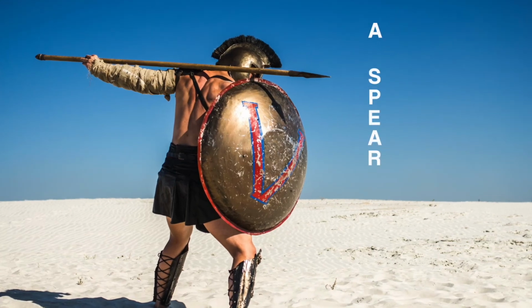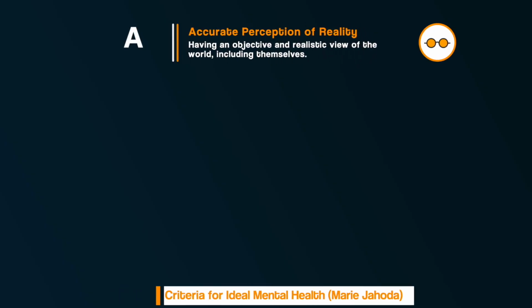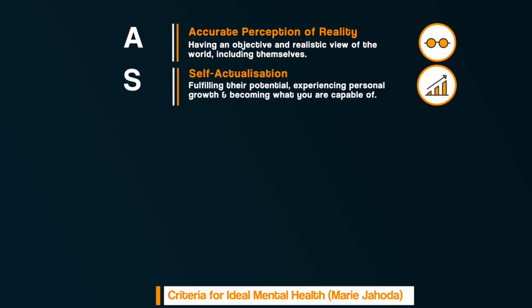Marie Jahoda in 1958 suggested the following criteria that need to be met if we are to be considered in good mental health. And in order to remember each of these, just think of a SPEAR. A. Accurate perception of reality. This means having an objective and realistic view of the world, including themselves. S. Self-actualization. This means fulfilling their potential, experiencing personal growth, and becoming what you are capable of becoming.